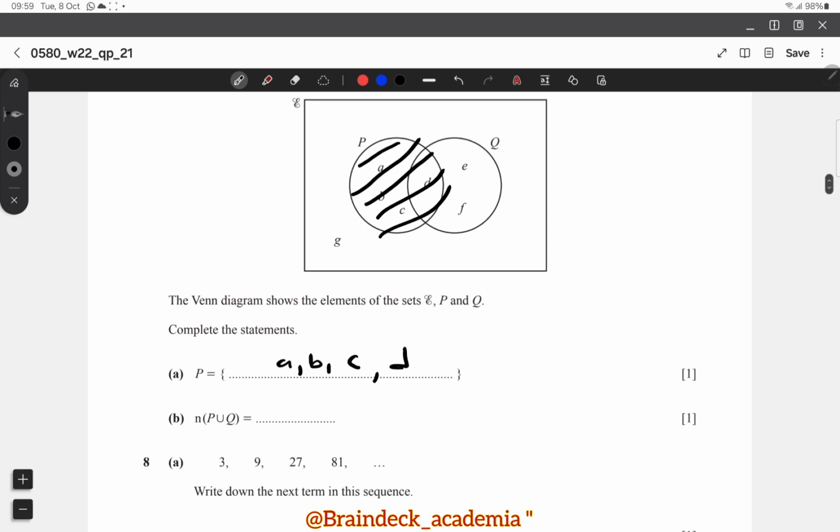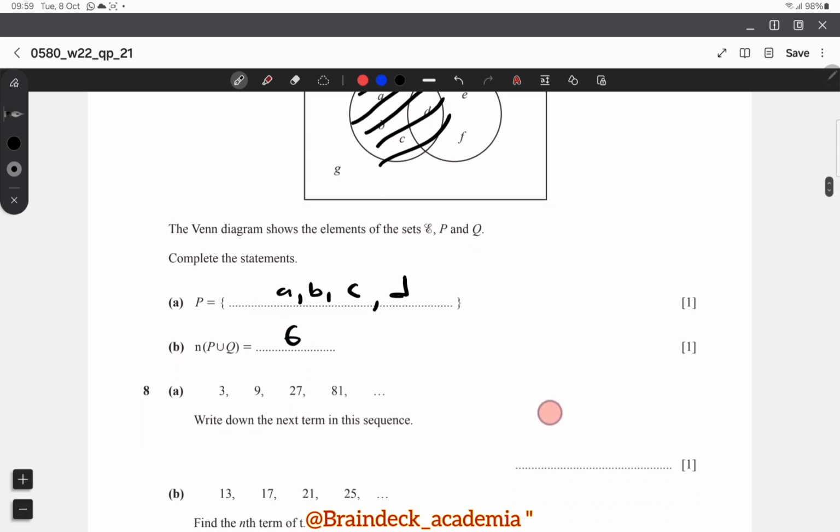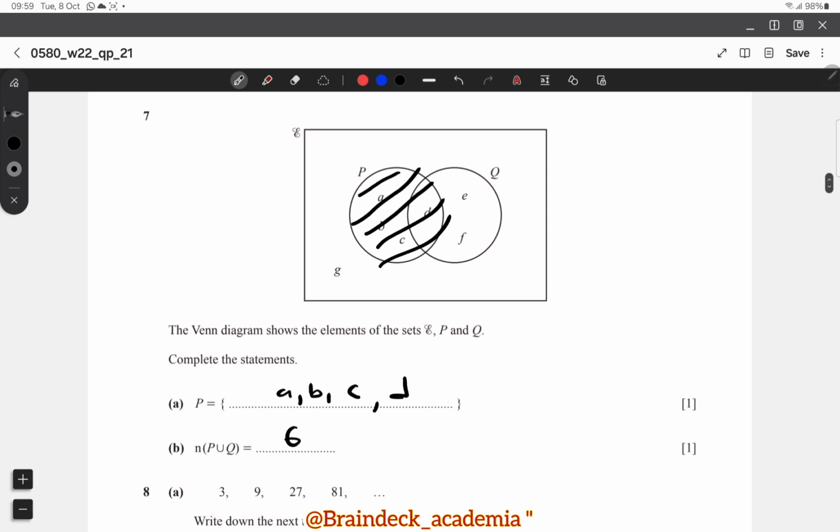Alright. Then we ask what is the number of elements in P union Q. So P union Q is a combination of P and Q. So what are the numbers? We have 1, 2, 3, 4, 5, 6. There are 6 elements there for P union Q. That's 6, that's the answer for that. So we're done with number 7.